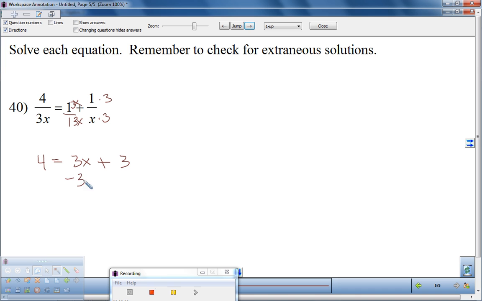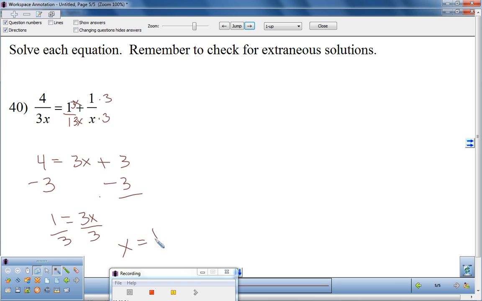Okay, subtract 3x from both sides. Ooh, sorry, we're not going to subtract 3x from both sides because that doesn't have an x. We're going to subtract 3 from both sides. And we end up with 1 is equal to 3x. And we divide both sides by 3. So x is equal to a third.